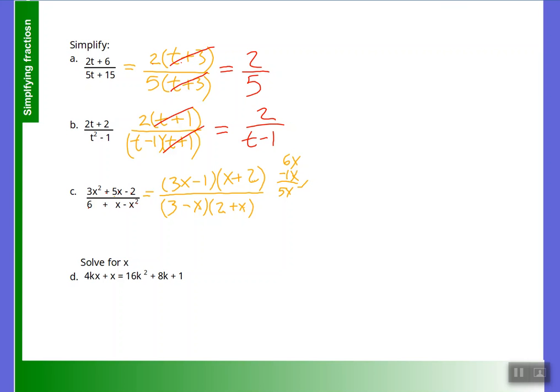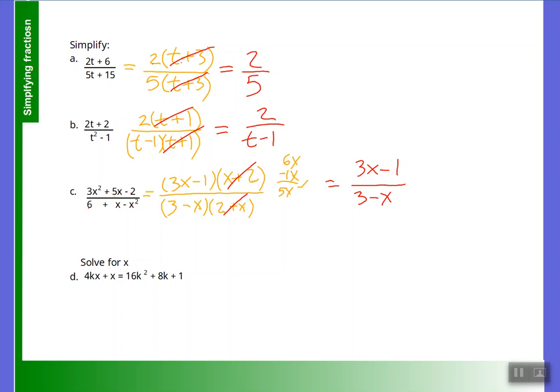All right. So, what is x plus 2 divided by 2 plus x? 1. So that cancels out, okay. And we are left with 3x minus 1 over 3 minus x. Okay. There we go. All right. We did it! Okay, now the loud mouths want to be heard.